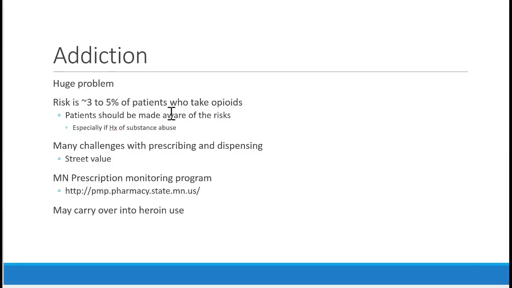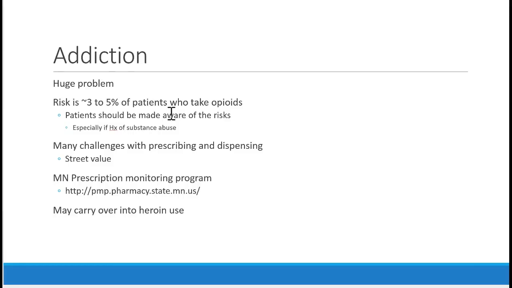Patients should be made aware of their risks. I went to an addiction specialist talk once, and he said, would you prescribe somebody an anticoagulant and not tell them that the risk is they could bleed? Because the risk is similar. It's maybe a low risk of having some sort of a minor bleed, 3 to 5%, something you should be aware of. And this is something you should be aware of when you prescribe opioids, just so you know that some people do become addicted to these medications, especially if you have a history of substance abuse.